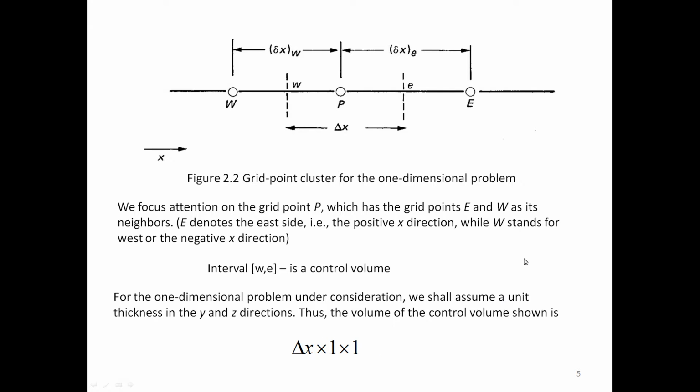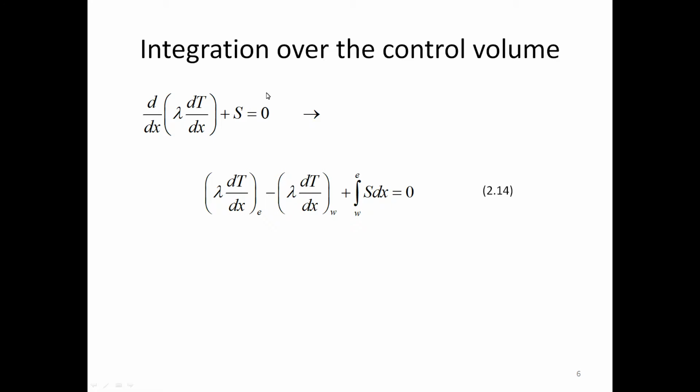If we integrate equation 2.13 over the control volume, we get the following equation: lambda dT/dx at e point minus lambda dT/dx at w plus integral of S dx is equal to 0.